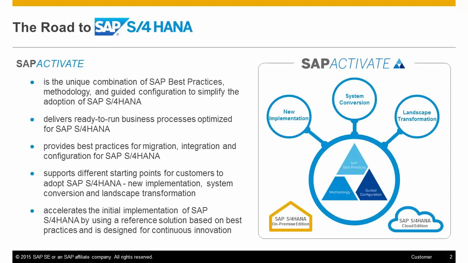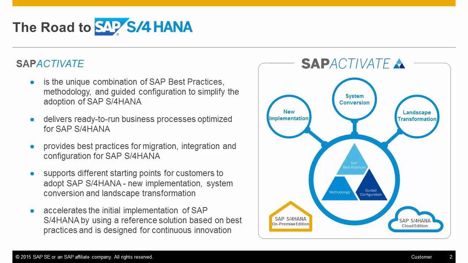SAP Activate is the unique combination of SAP best practices, methodology, and guided configuration that helps customers and partners deploy SAP S/4HANA. SAP best practices for SAP S/4HANA are ready-to-run OLTP and OLAP processes optimized for SAP S/4HANA. They're easily integrated with other cloud solutions such as SuccessFactors and the Ariba network.